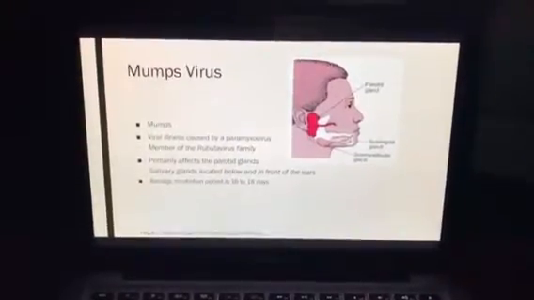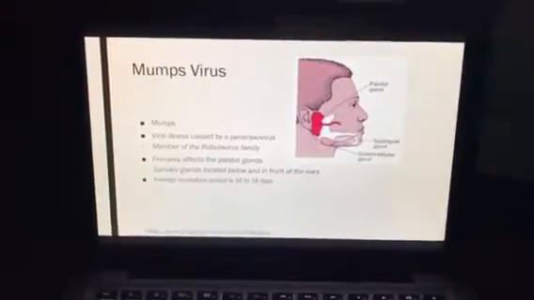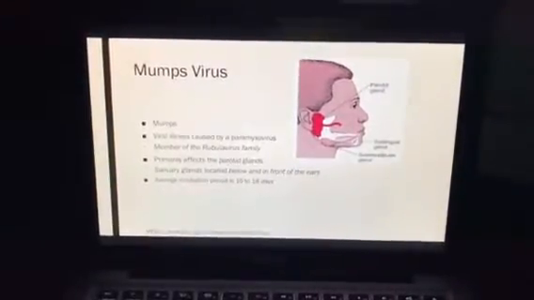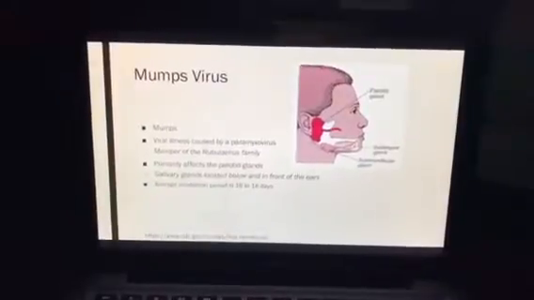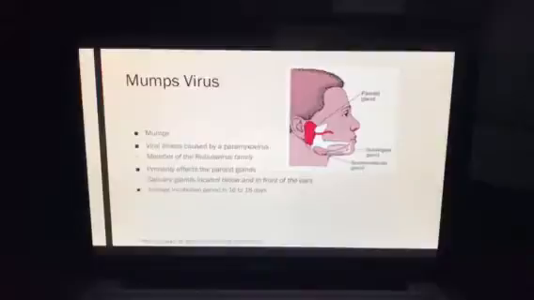As you can see from that photo, the parotid glands are the salivary glands that are located below and right in front of your ears. The average incubation period for the mumps virus is anywhere between 16 to 18 days.